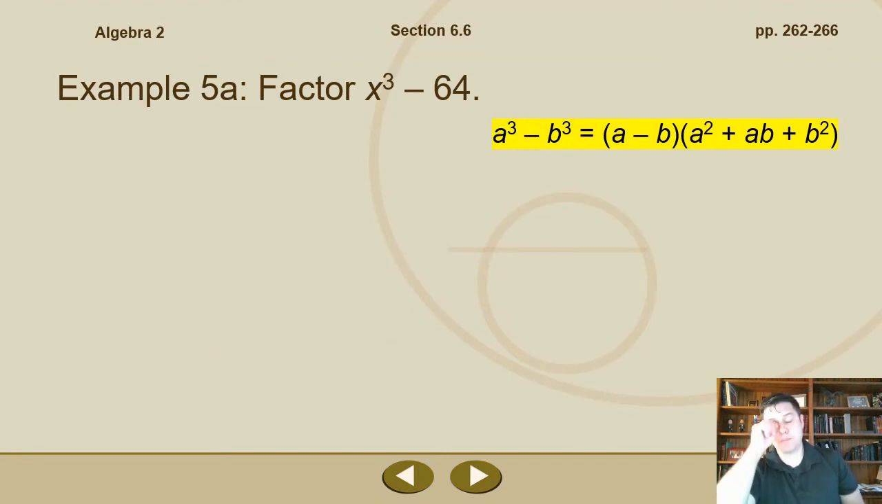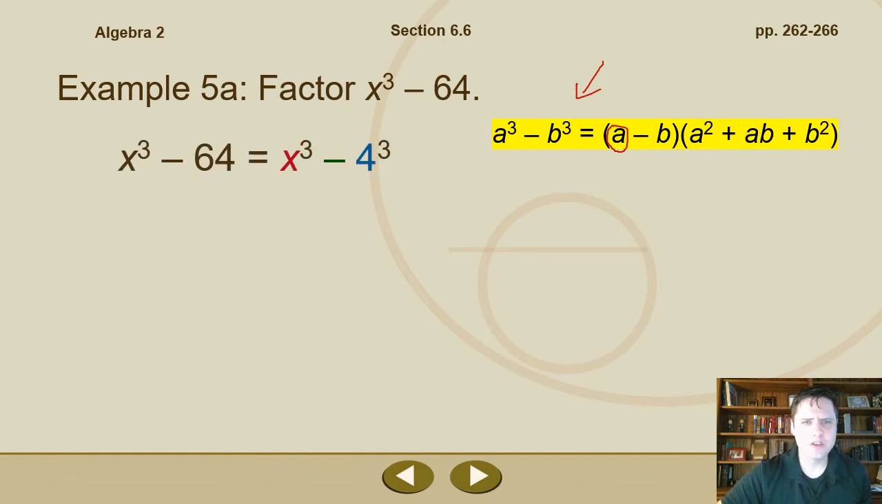So let's look at this example. Factor x cubed minus 64. I've placed here for our help the difference of cubes formula that we had previously. Now note, whenever we have a difference of cubes, we need to break down each part into their non-cubed self. In order to do that here, we need to notice that x cubed minus 64 is the same thing as writing x cubed minus 4 cubed. Right? So now we have x cubed minus 4 cubed.